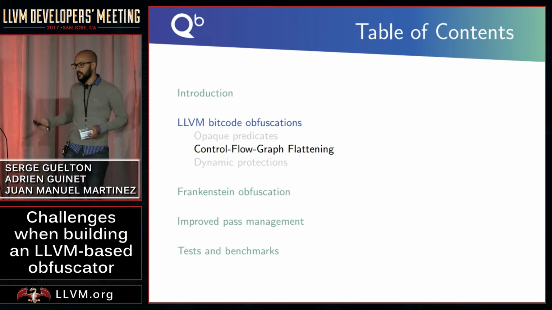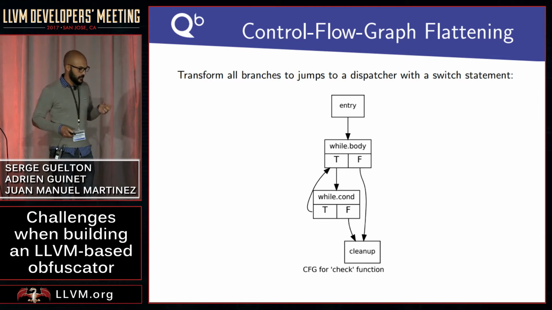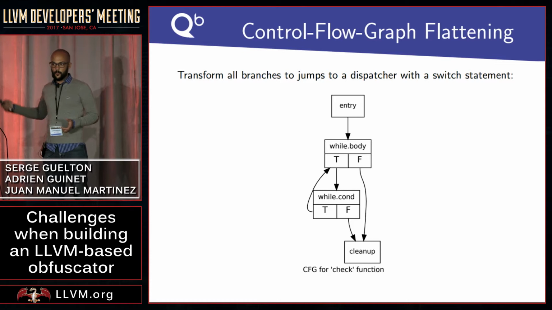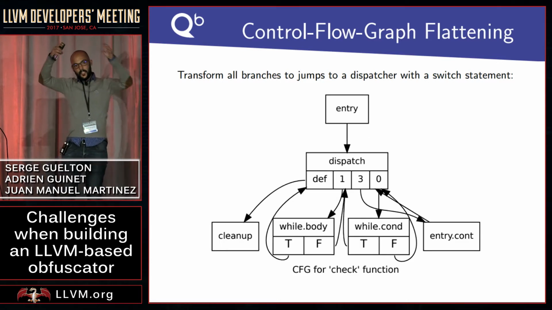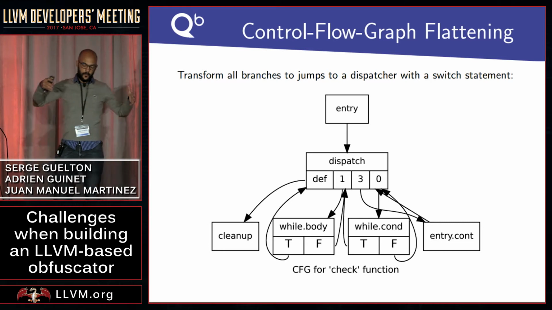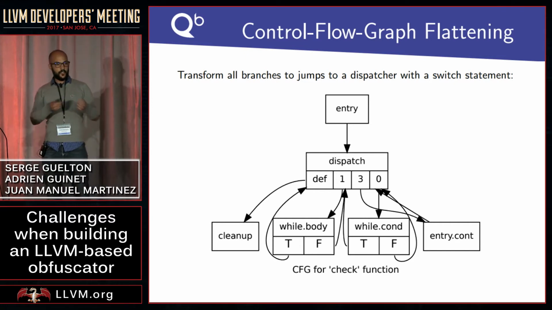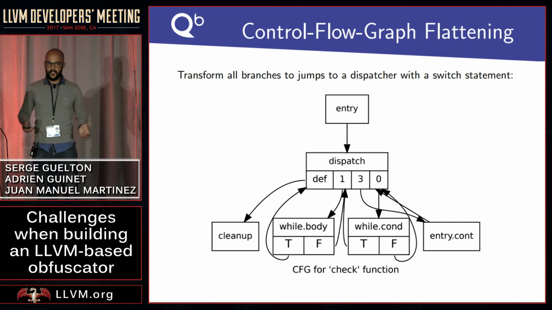Another obfuscation is control flow graph flattening. The control flow graph flattening transforms all the branches in a control flow graph to jumps to a dispatcher block, and this block contains a switch statement that will jump again to the right block. However, there is a problem. We need to be able to change the edges of the control flow graph as we want. And this is not always the case in the LLVM.